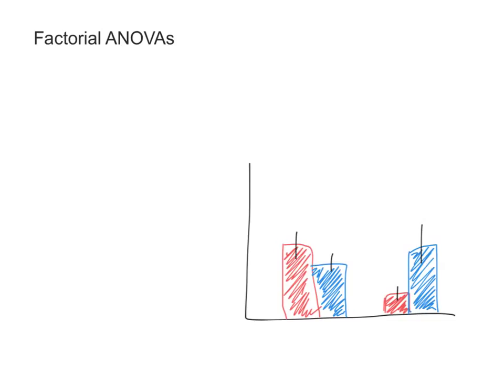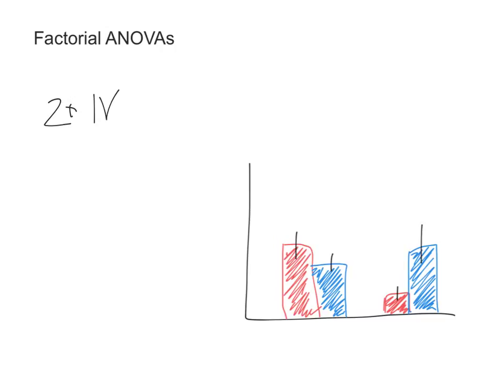Hello. The purpose of this video is to just further explain and differentiate what an interaction is, which is an important part of factorial ANOVA. So first, let's review what a factorial ANOVA is. A factorial ANOVA, by definition, has to have at least two or more independent variables.